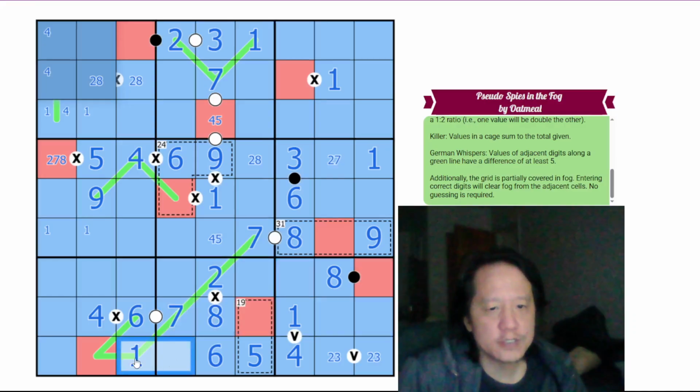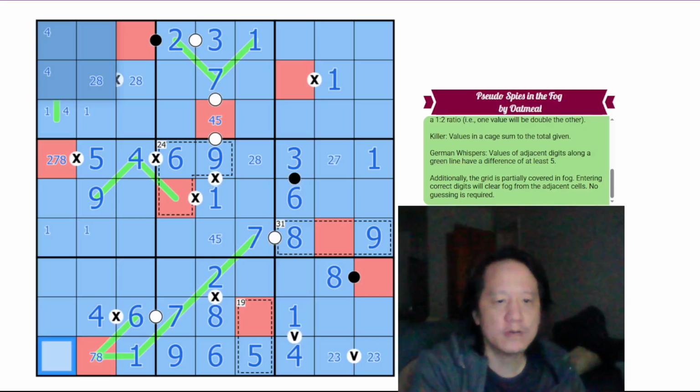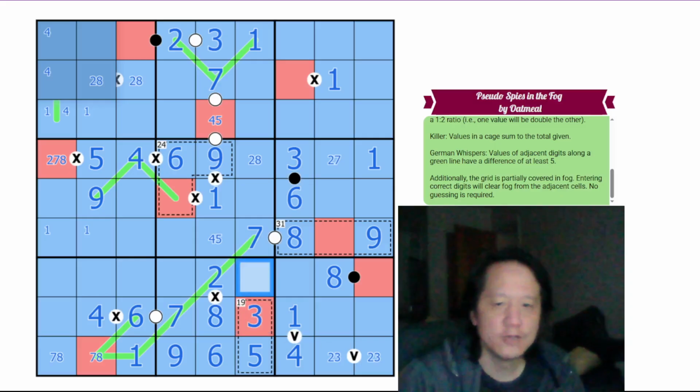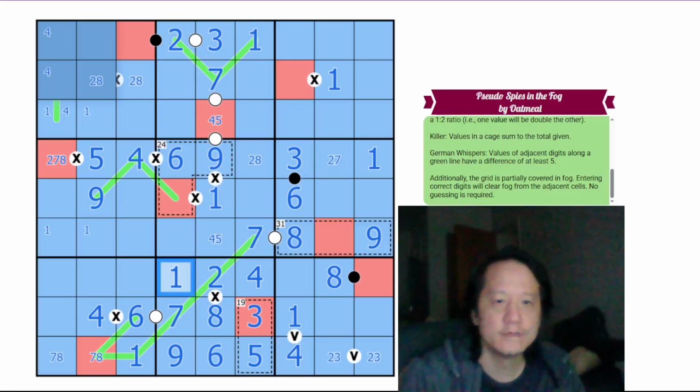Remaining digits in row 9. This can't be 7 or 8 because of 7 and 8 in the box, so this is 9. And this must be a 7-8 pair here. Remaining digits in this lower central box, 1, 3, and 4. This can't be 1 or 4, so this is 3, which makes this a 1, 4 pair. This can't be 1 because of 1 in the column, so this is 4, this is 1.